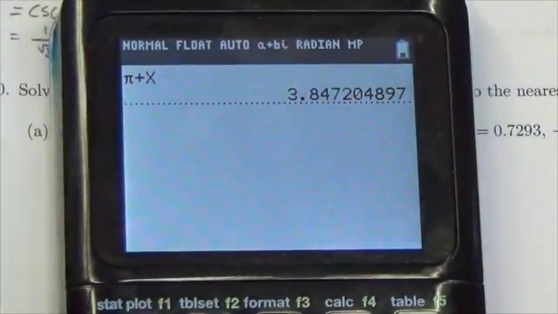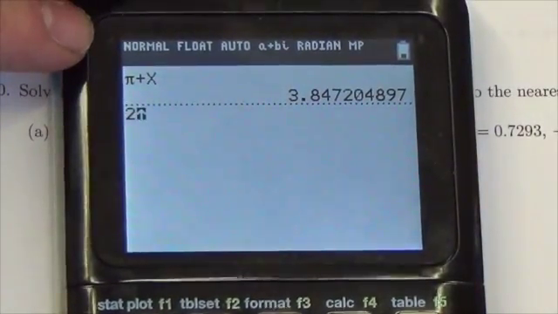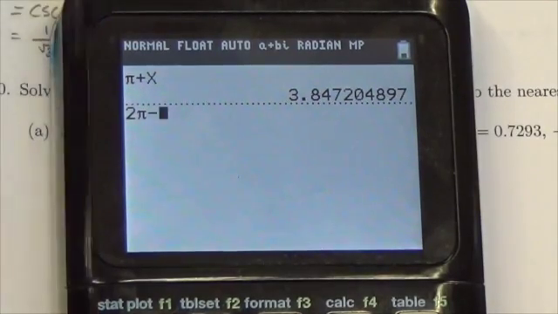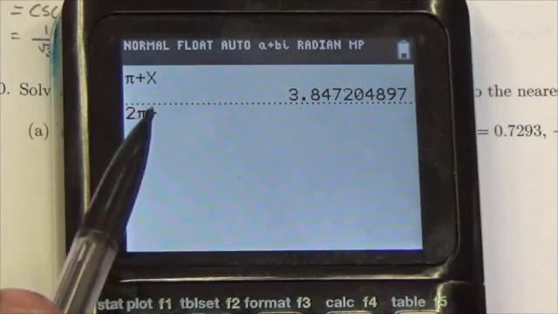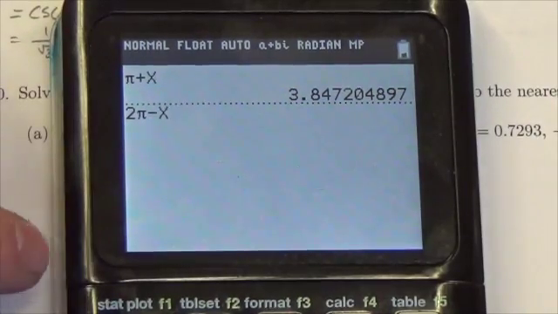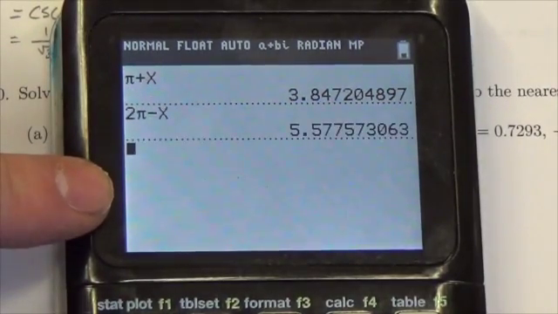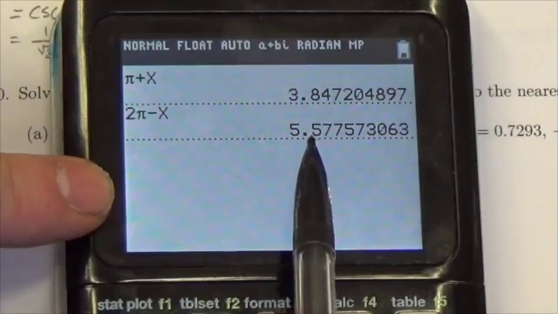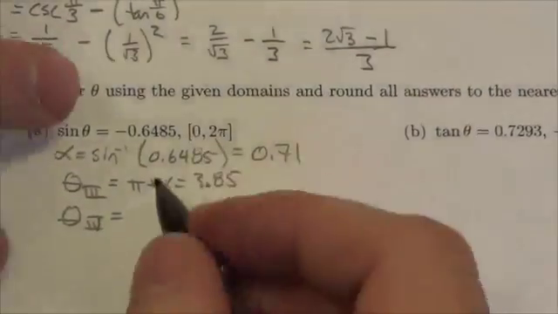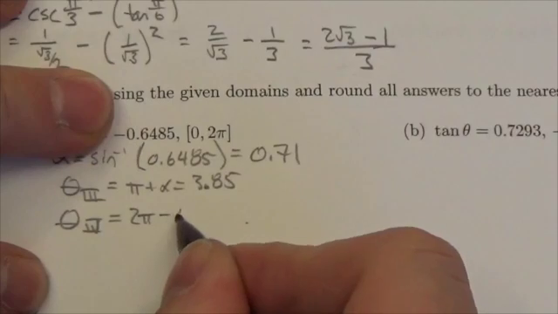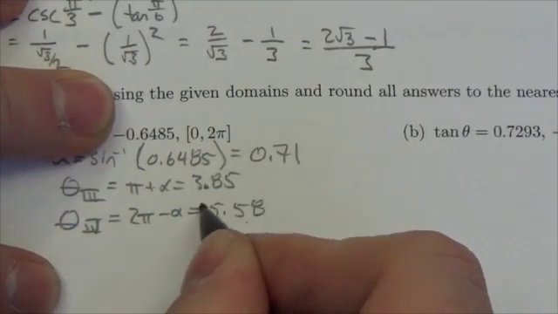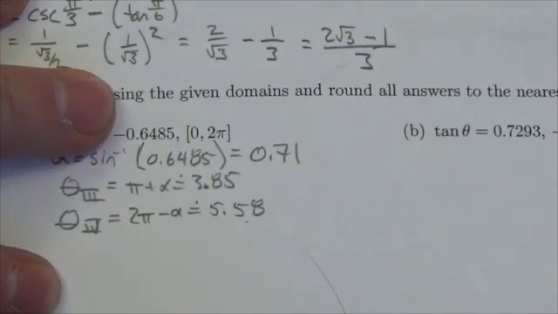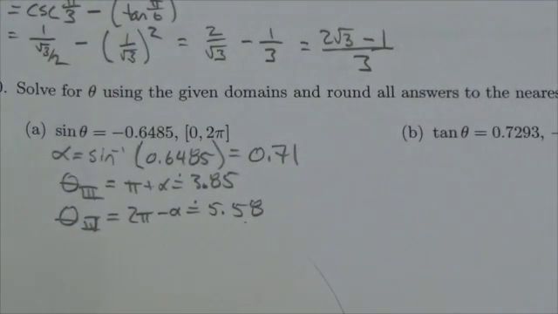In the fourth quadrant, it's going to be 2 pi less my reference angle. So I go all the way around, and then I come back that reference angle, which I have stored in x. So 2 pi minus x, and my answer is 5.58. So this will be 2 pi minus alpha, and I will get 5.58. Now these are both approximate because I rounded them. And so those are the two answers that we are looking for.